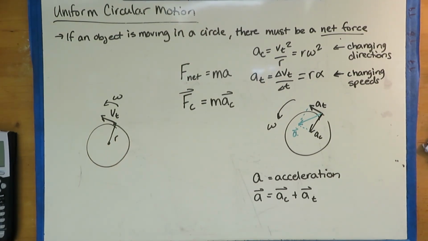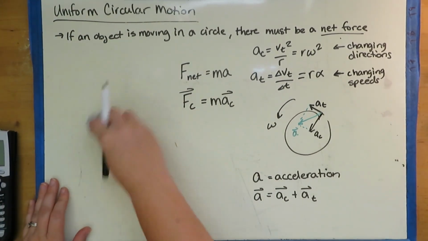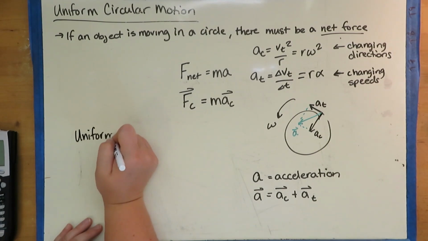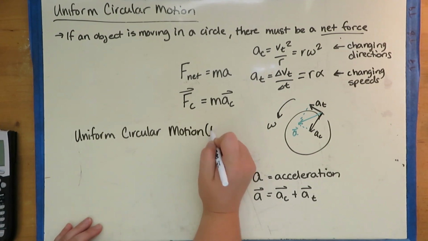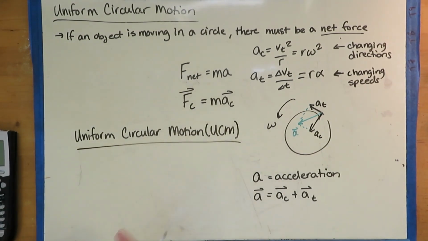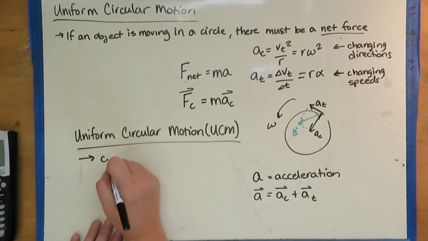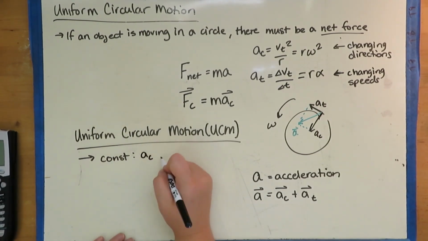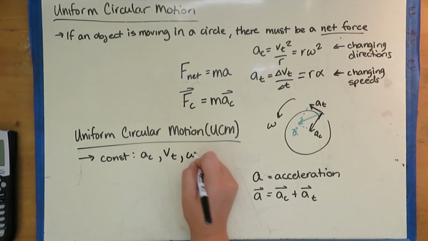tangential acceleration. So when we talk about uniform circular motion, and you'll see this, an object moves uniformly. All right, so if we want to define uniform circular motion, which sometimes you'll see abbreviated as UCM. What does that mean? Uniform circular motion is the special case when you have constant values. Your constant values would be your centripetal acceleration is constant, your tangential speed is constant, it would mean that your omega is constant.